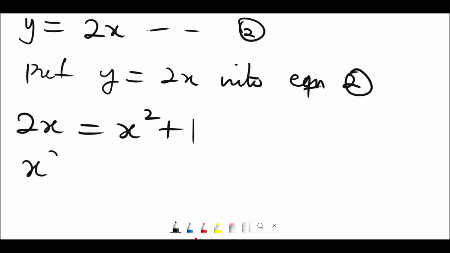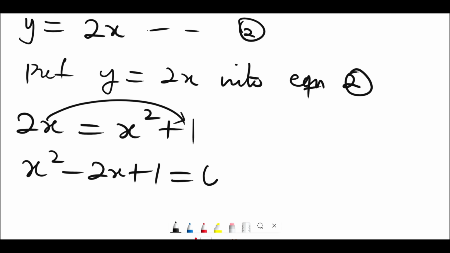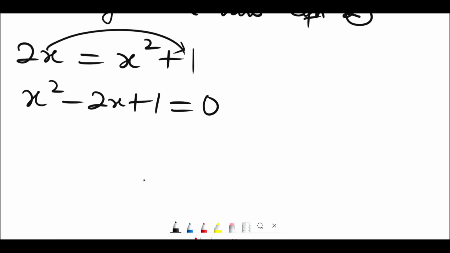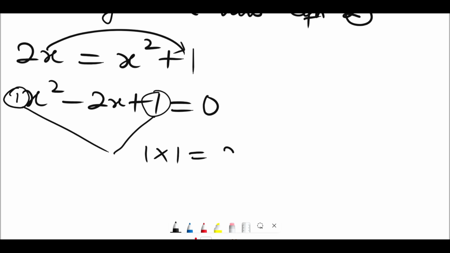And this will give us x squared minus 2x, because we transpose the 2x to the right hand side, plus 1, all equal to 0. So we are going to solve this quadratic equation. Now we need to get two factors that when you multiply, you get positive 1, because the coefficient of x squared is 1. So 1 times 1 will give us 1. But when you add, you get negative 2.